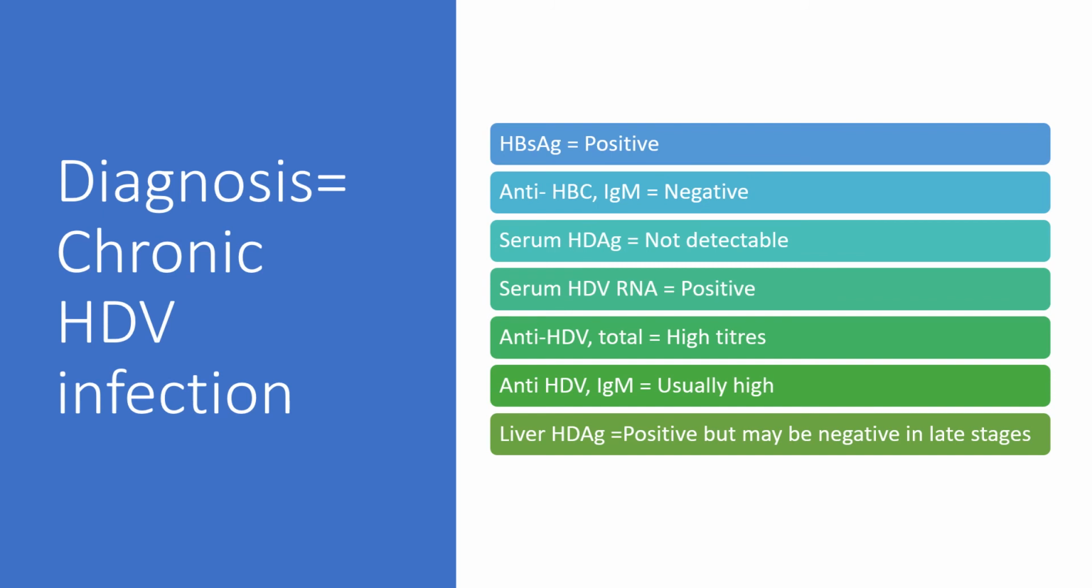In chronic hepatitis D virus, hepatitis B surface antigen will be positive, antibodies will be negative, and serum hepatitis D antigen will not be detectable. Serum hepatitis D virus RNA will be positive. Antibodies here to hepatitis D virus will be very high. Remember, it will be gathering momentum from the acute to superinfection, and now in the chronic state, it will be very high. Antibodies to hepatitis D virus IgM will also be high. Liver hepatitis D antigen will be positive, but may be negative when it is too late to be measured, or when we measure it too late in the process.